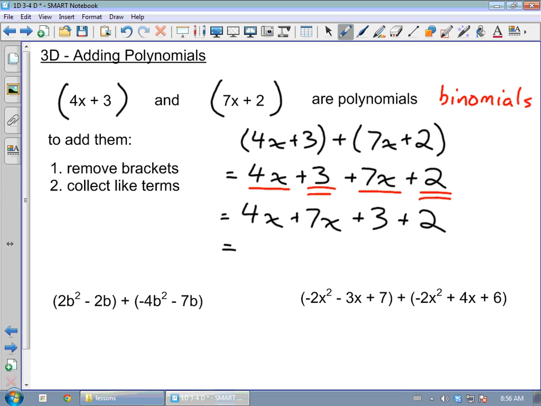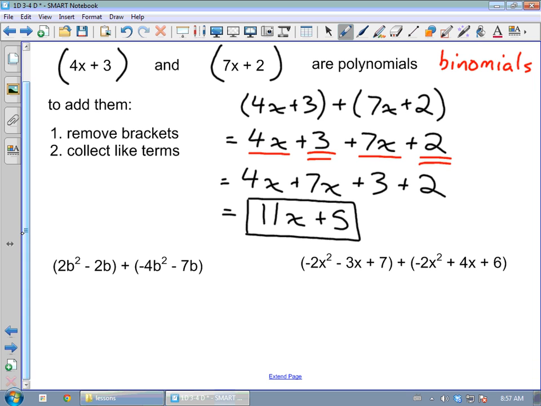And then we just want to add them up. So 4x plus 7x gives us a total of 11x's. 3 plus 2 gives us a total of 5. So our answer here is 11x plus 5. Can we add the 11x and the 5 together? No, we can't, because these are not like terms. So this is as far as we can simplify it. And I'm just going to put a square around it, or a rectangle, sorry, to let us know that that is our final answer. Okay?